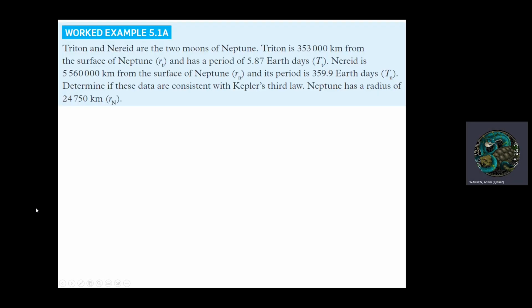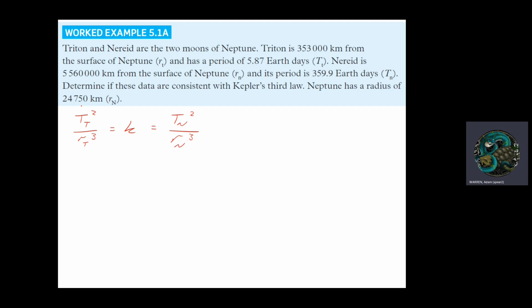So let's do some examples. Here we have a moon planet system. We've got Triton and Nereid, two moons of Neptune. We've got there Triton being a certain distance, a period of this, and Nereid is that distance and a period of this. Determine if the data is consistent with Kepler's third law. And what we mean by this is that the T squared, or the T of Triton squared, over the radius of Triton cubed, equaling k, should be pretty close to the period of Nereid squared over the radius of Nereid cubed.